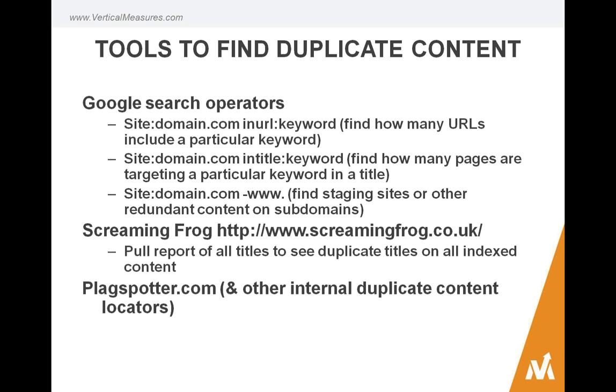You also might want to download Screaming Frog. Screaming Frog will help you identify duplicate titles on all the content that you have indexed in the search engines. The thing I like about Screaming Frog is it gives you spreadsheets that you can easily manipulate to determine what you have in terms of duplicate content and really help you organize and process that information. Flagspotter.com actually will help you identify other sites that are using the exact same content that's on your site.